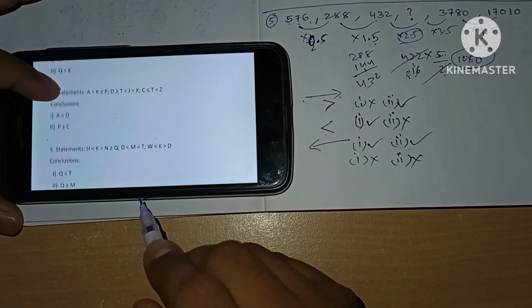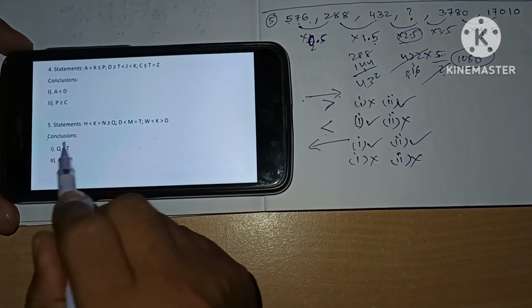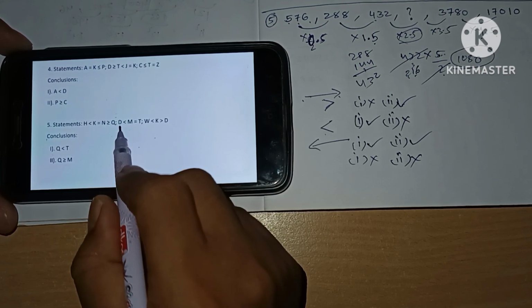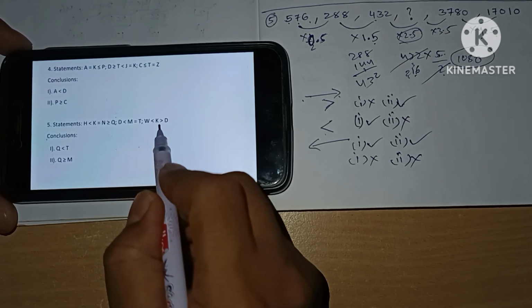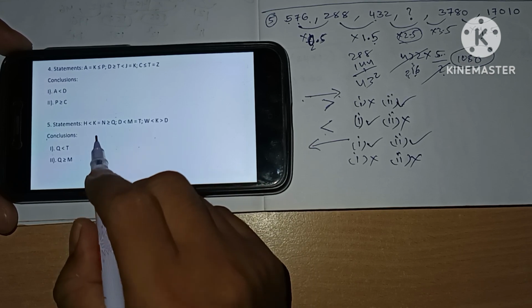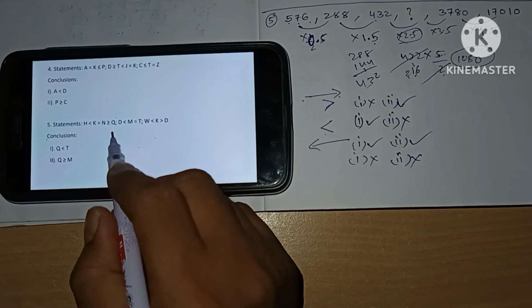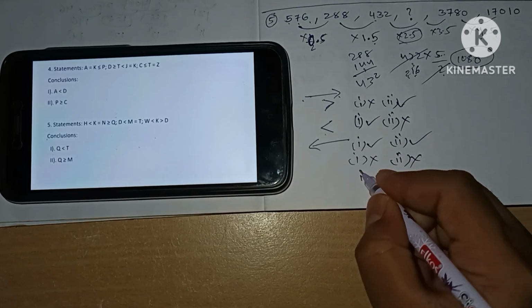Now we are going to see question number 5. The flow from T to Q. From T we can reach M and D, but we are unable to reach T. So we are unable to reach Q. So the first conclusion will be false.